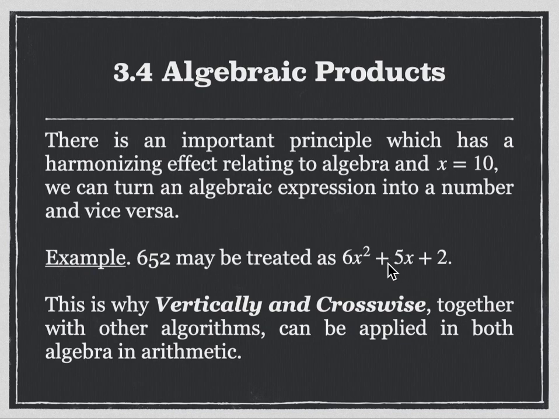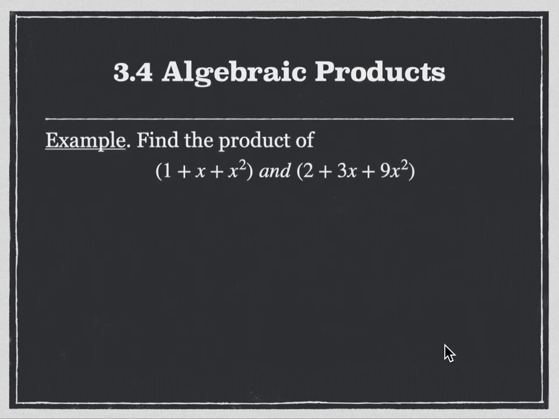So meaning, how we treat these algebraic products is somehow the same as how we treat numbers. Therefore, the procedures that we can do with numbers can also be done with algebraic products. So that's why the vertically and crosswise method, together with other algorithms, can be applied in both algebra and also in arithmetic.